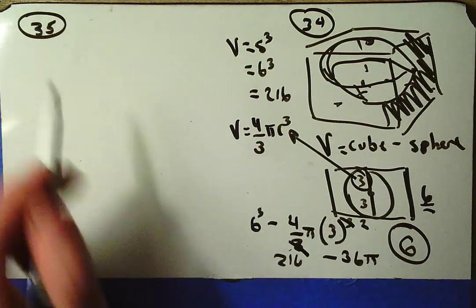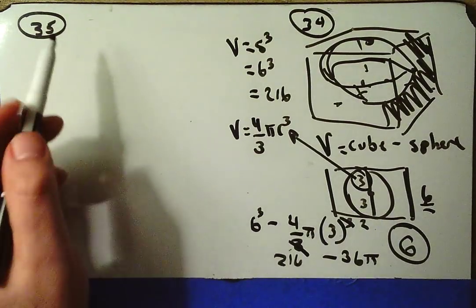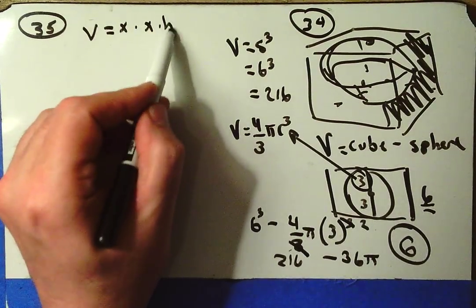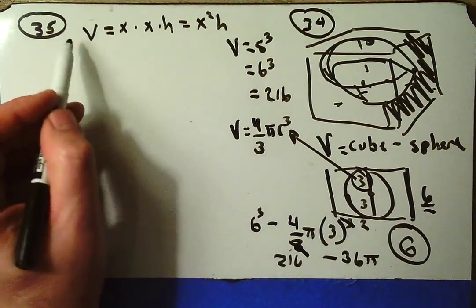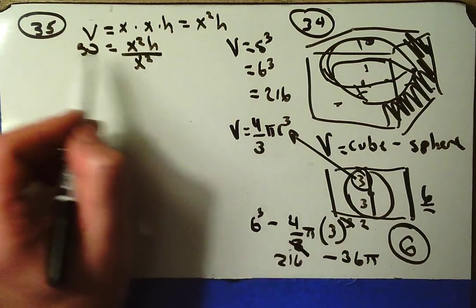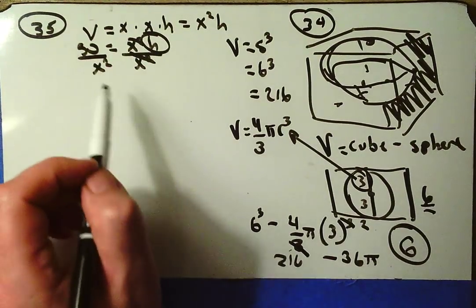Okay, problem 35. A rectangular box with an open top is constructed from cardboard to have a square base with area of x squared and a height of h. If the volume of this box is 50, how many square units are needed to build the box? Well, I know that the volume of the box is length times width times height, or x squared h. I know the volume is 50, and so if I divide both sides by x squared, I can get h. H is 50 over x squared.